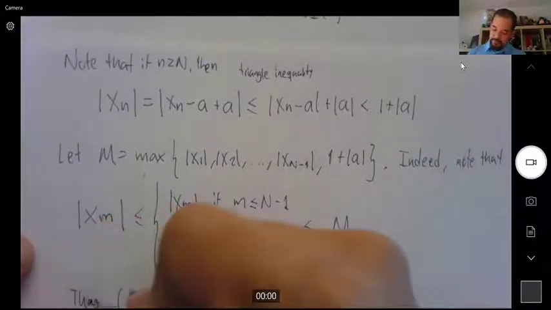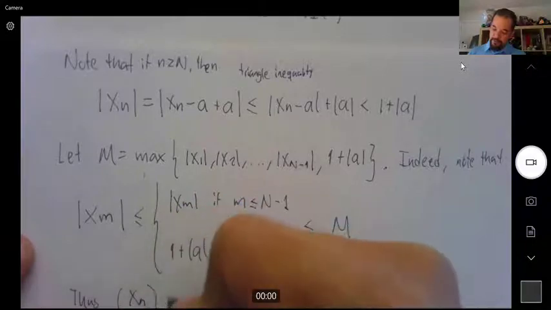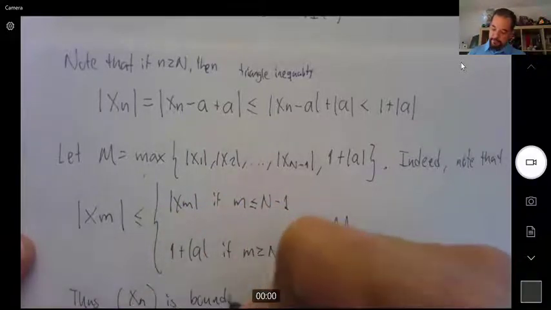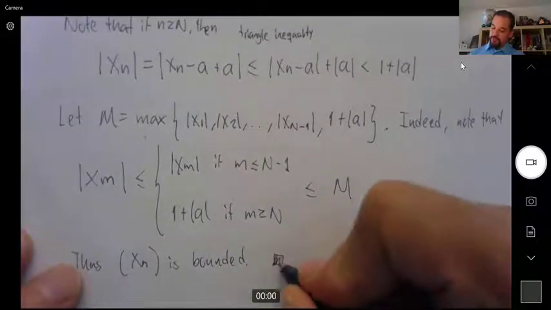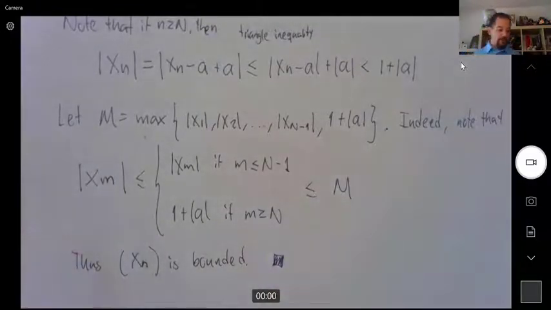So our sequence xn is bounded. Okay, and that's the end of our proof. Every convergent sequence is bounded. Okay, questions so far?